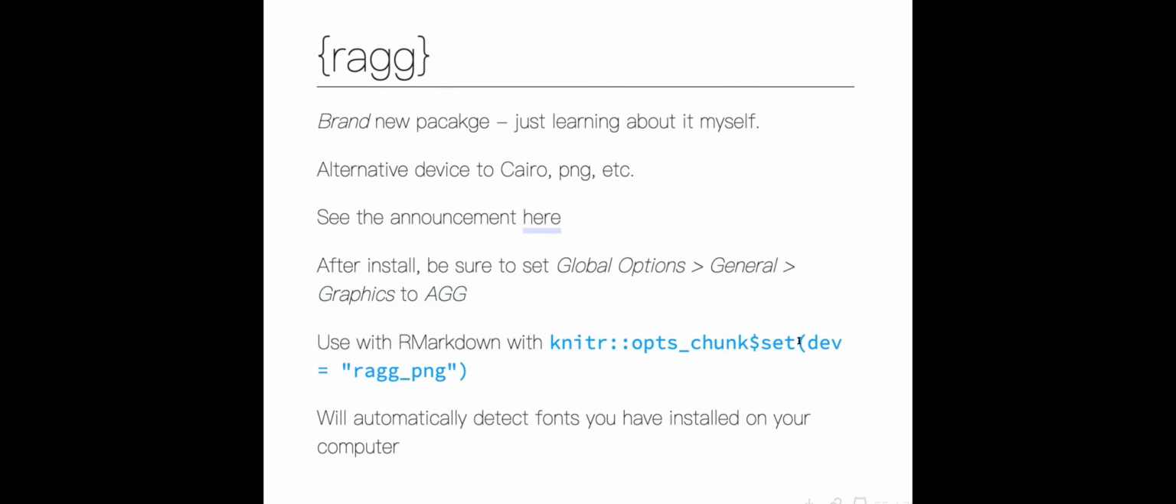If you're in an R Markdown document, you'll use knitr opts_chunk$set. So that's always there for you when you're doing your default, right? When you create the default template. And then you just do dev, for the device, is equal to ragg_png. Okay, and that's going to make everything render using ragg instead.